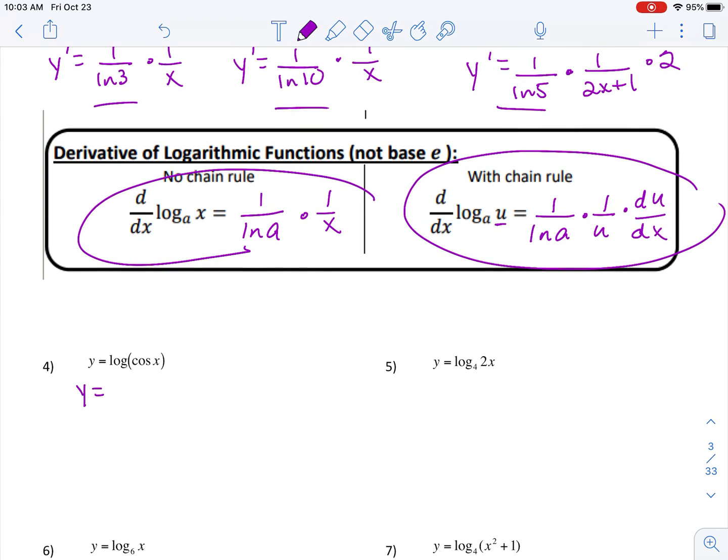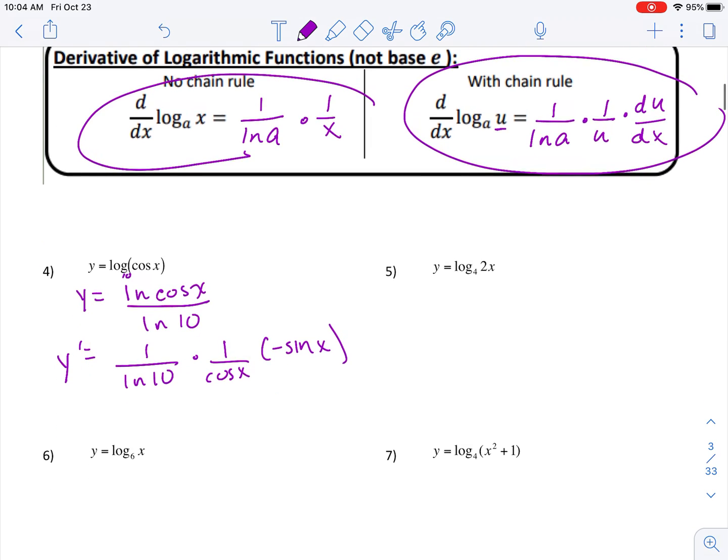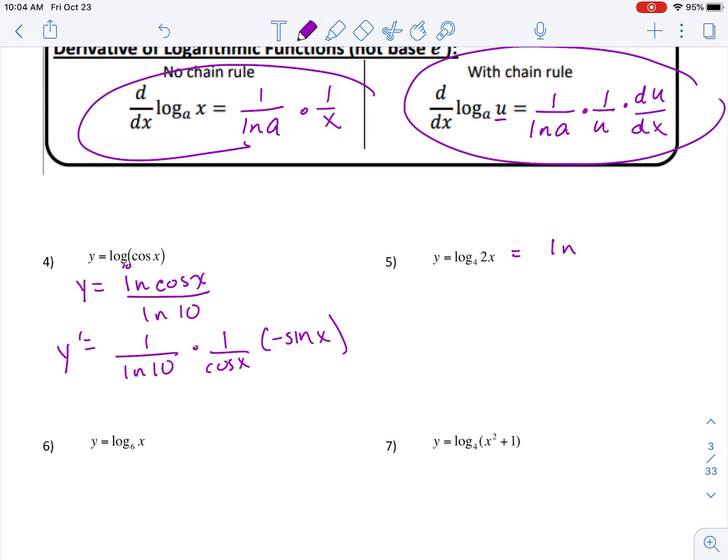Okay, so I'm going to do these problems by using the change of base formula every single time. So when there's no base written, this is really a base of 10. So this is natural log of cosine of x over natural log of 10. Derivative is 1 over natural log of 10 times 1 over cosine of x. Chain rule here. There's my derivative. I'm going to rewrite this as natural log of 2x over natural log of 4. Derivative, pull that natural log of 4 out front, 1 over 2x. Always do chain rule on whatever you put there.